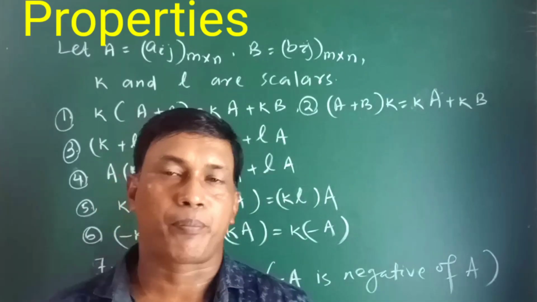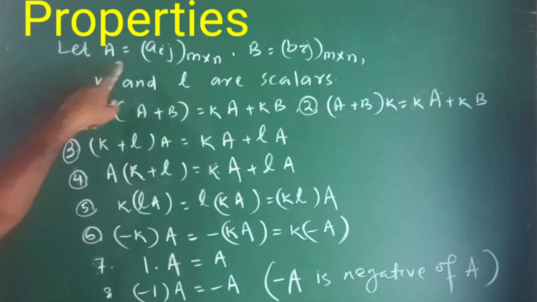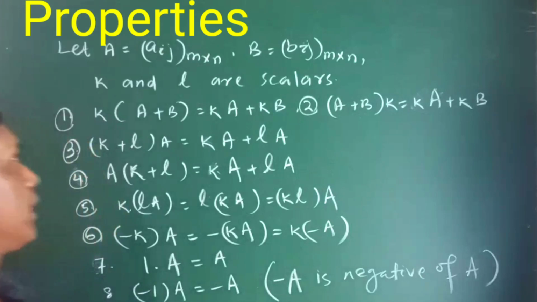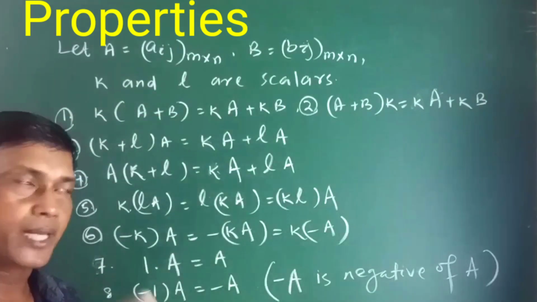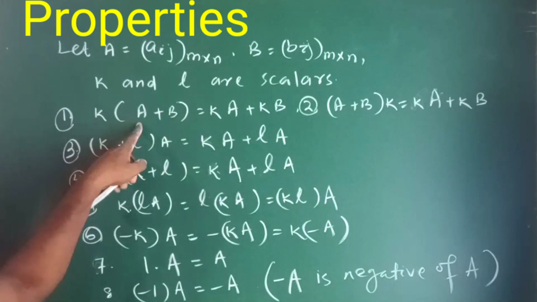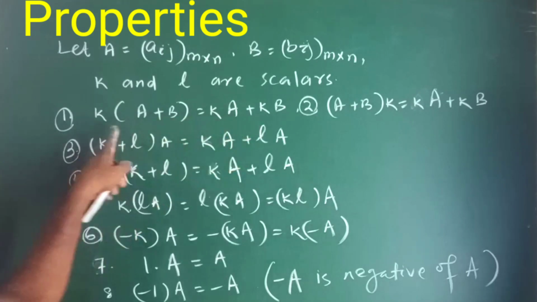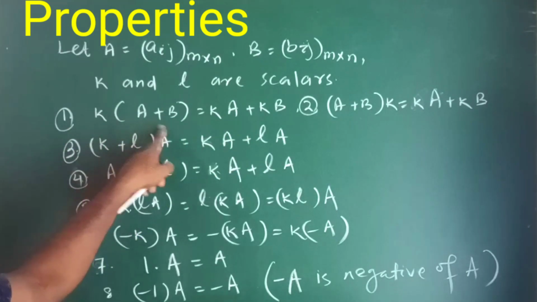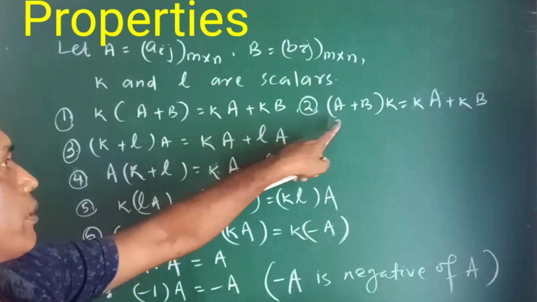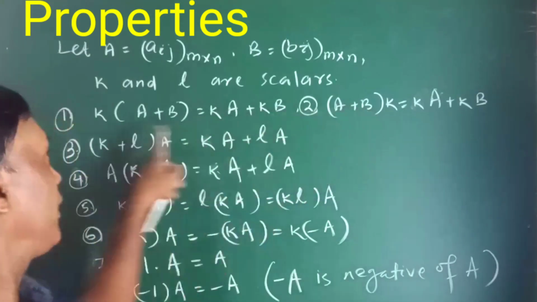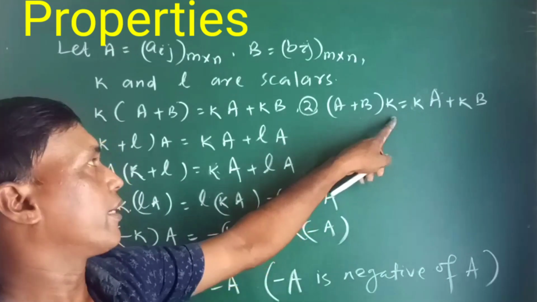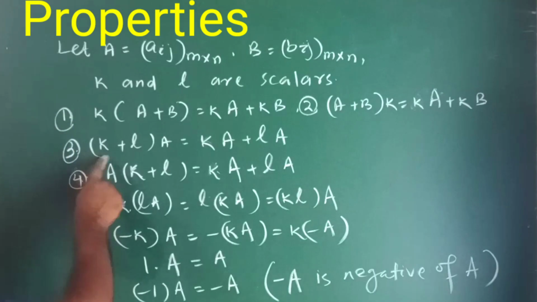Now the properties of scalar multiplication. Suppose A is a matrix Aij of order m cross n, B is a matrix Bij of order m cross n. Now K and L are scalars, two constants. The property is K into A plus B is equal to K into A plus K into B. Now the scalar is multiplied to the left of the sum, the left of the addition. K is multiplied on the left side. Now here is the same property, but K is multiplied to the right of the matrix. Here K is left of the matrix, there K is right of the matrix. A plus B into K is AK plus BK, that is KA plus KB. Next is K plus L into A.